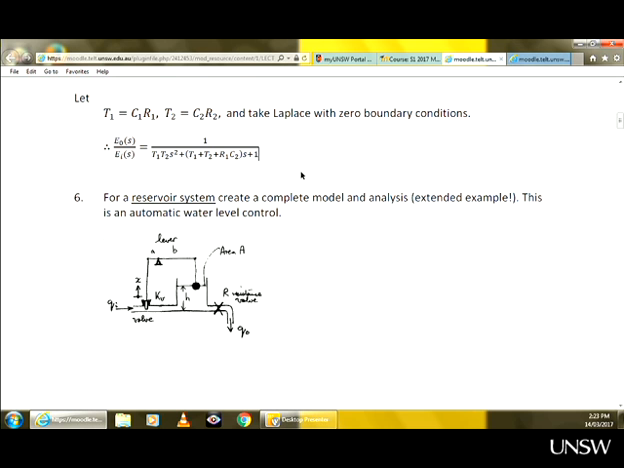Yeah, you will be given equations of voltage across a resistor, voltage across a capacitor, and voltage across an inductive coil. Those three you will be given.